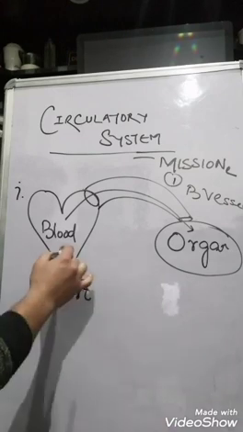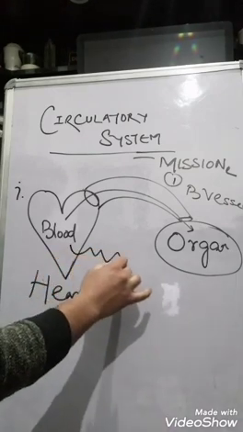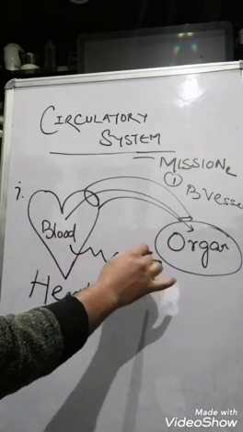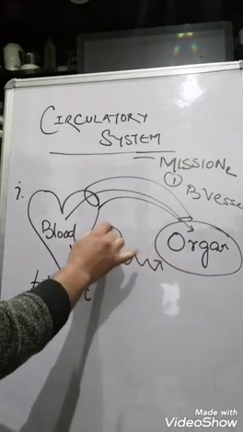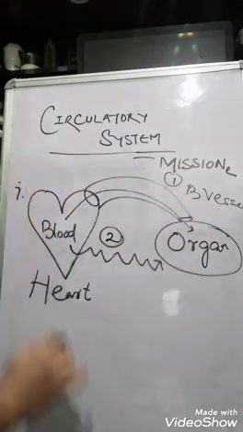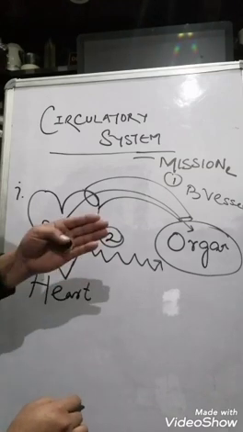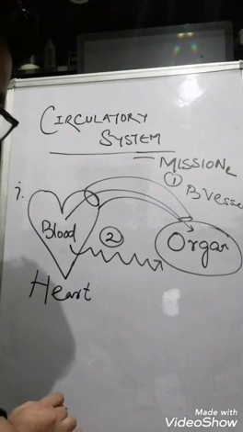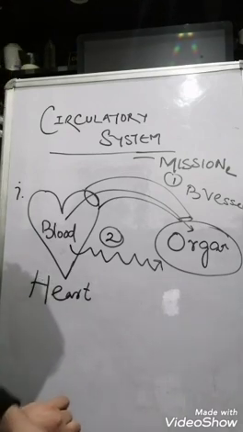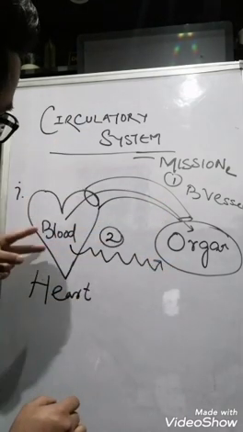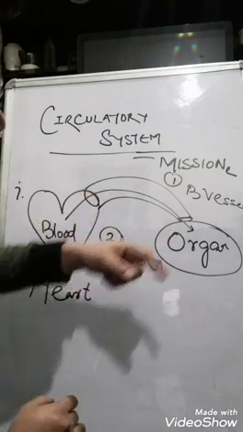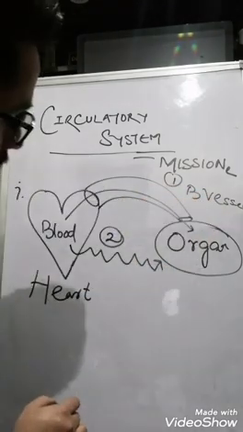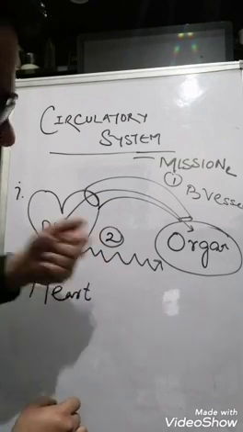And then number two way is that blood moves out of the heart to the organ, but without the involvement of the blood vessel. Blood directly goes from the heart to the organ without the help of the blood vessel. So what I mean to say is that there are two ways by which blood can move into the organ. The number one is via a blood vessel, and number two is directly without the help of blood vessel.